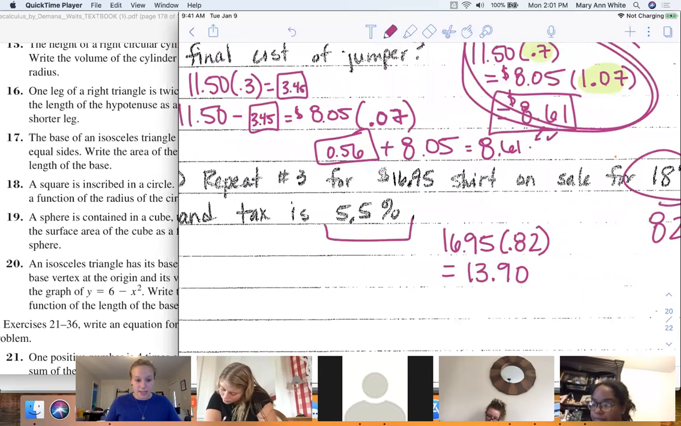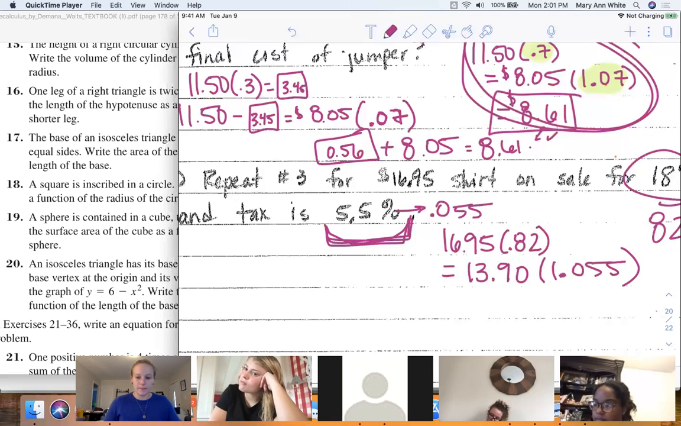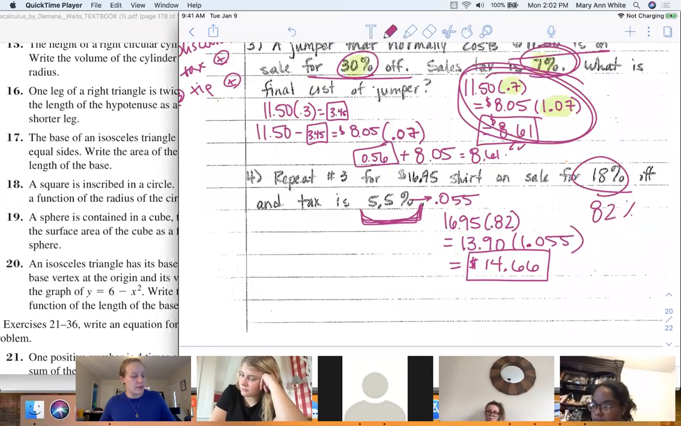And then now I have to take into consideration the tax. So my tax is going to be 1 plus, well, 5.5 becomes 0.055. So it's 1.055 is going to be what I multiply this by. 13.9 times 1.055 is 14.66. So my shirt that's 18% off and has a sales tax of 5.5 is 14.66.